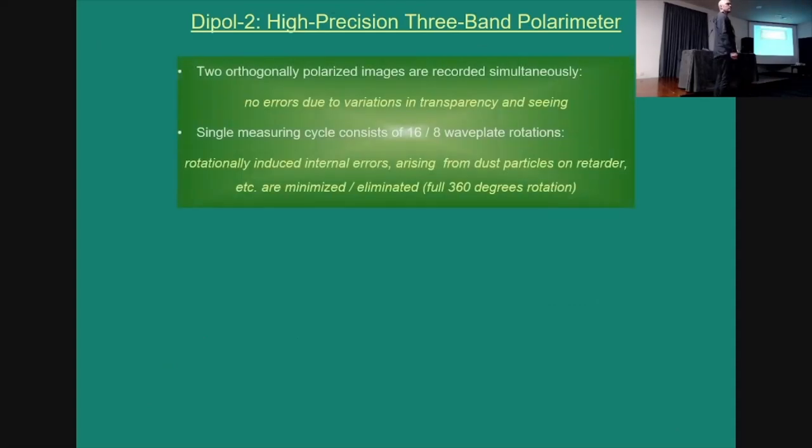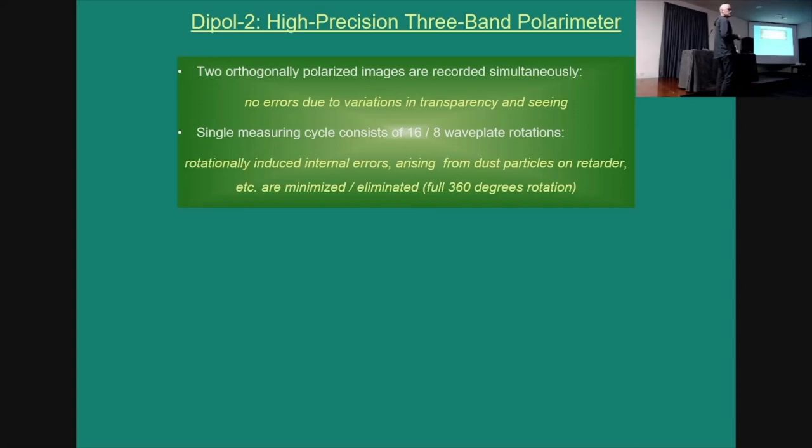So there are several highlights of the instrument. First of all, with the CCD polarimeter, two orthogonally polarized images are recorded simultaneously. So you have no errors due to variations in transparency of the sky. We can measure polarization through clouds, with non-optimal or variable sky, provided that the target is sufficiently bright. A single measurement cycle consists of 16 or 80 wave plate rotations, depending on whether linear or circular polarization mode is chosen. And we always turn this half-wave or quarter-wave plate a full 360 degrees.